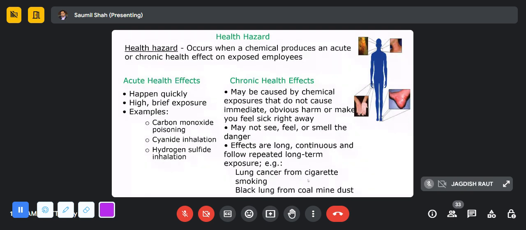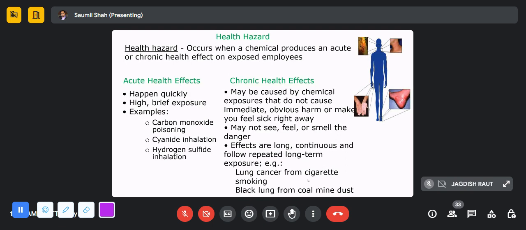Health hazard occurs when a chemical produces an acute or chronic health effect on exposed employees. Now, there are two terminologies in this: acute health effect and chronic health effect. See, an acute effect happens quickly. When you are going into a plant or workplace area and there is a sudden leakage of any gas with high concentration and you are exposed to it, it is called an acute health effect. You will get a sudden health effect like headache, vomiting, breathing problem, right? So these are the acute health effects.